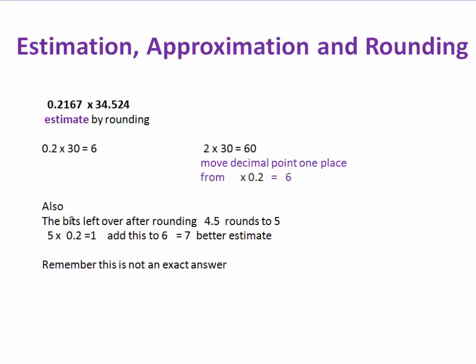Also, we've got little bits left over. So we've got this 4.5 left over, which is roughly about 5. So 5 times 0.2 is 1. So 6, we can add another 1 to that. That gives us a better estimate, which is 7. So 6 plus 1 is 7. Remember, even the 7 is not an exact answer, it's an estimate.